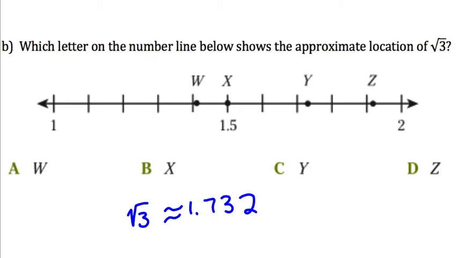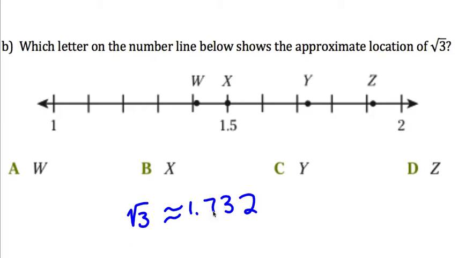Okay, so we want to know where on this number line 1.732 approximately lands. We have 1 and then the end is 2, so each of these is 0.1. This would be 1.1, 1.2, 1.3, 1.4. So W is out because that's a little bit after 1.4. Next would be 1.5, so X is out. Then 1.6, 1.7. Y is a little bit past 1.7.